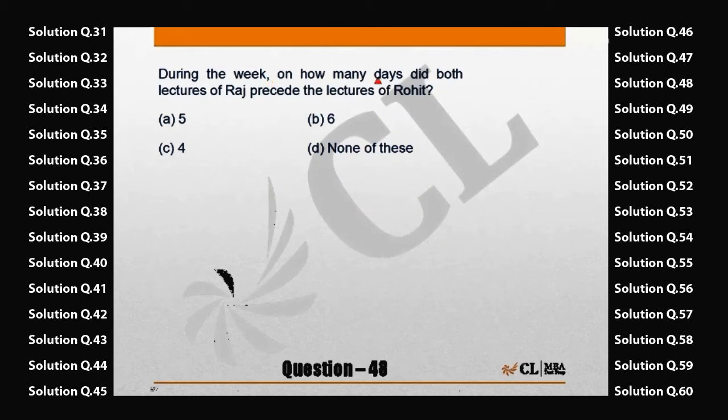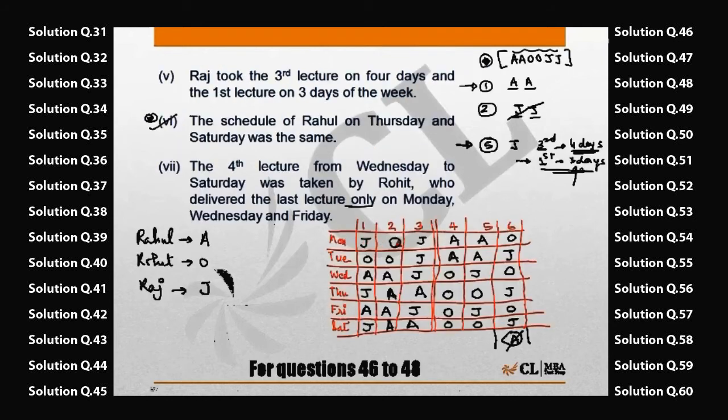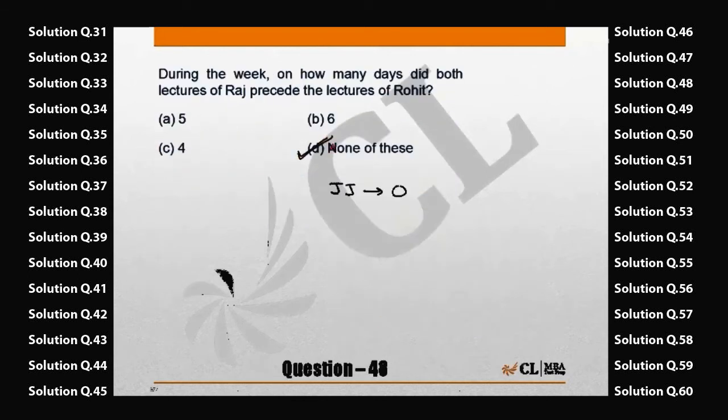During the week, on how many days did both the lectures of Raj precede the lecture of Rohit? So we want 2J and after that an O. 2J followed by an O: not on Monday, not on Tuesday, not on Wednesday, not on Thursday, not on Friday, and not on Saturday as well. So none of these. It has to be 0.